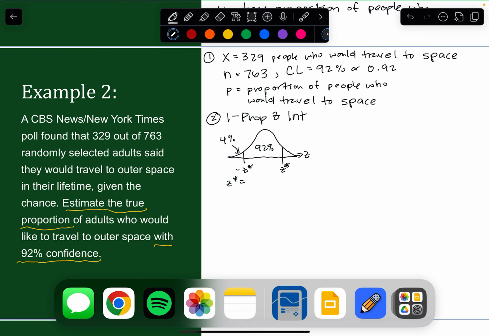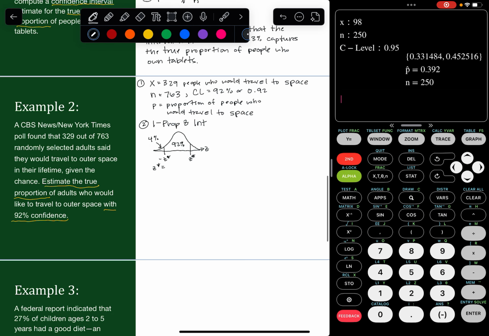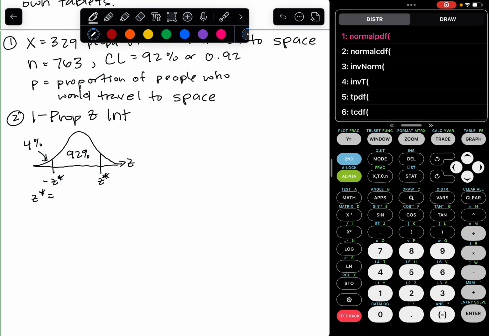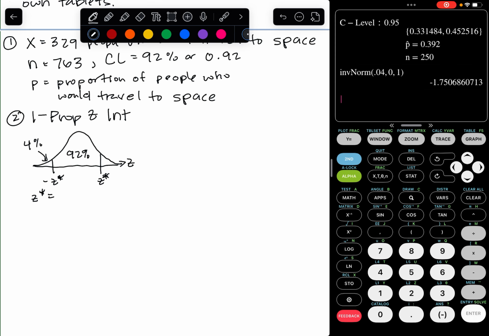That's not what I wanted to do. There we go. So second vars, option 3, 0.04, 0, 1, and I get negative 1.75. So 1.75 for our critical value.